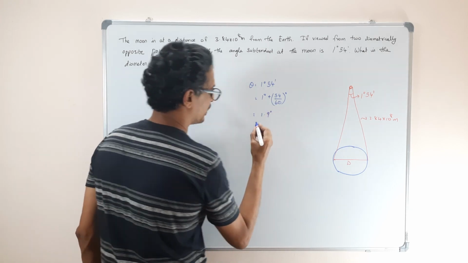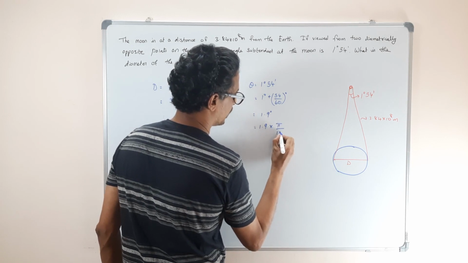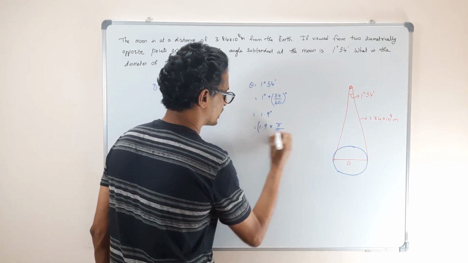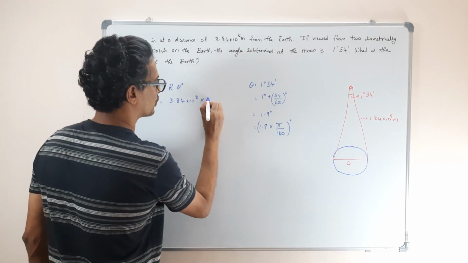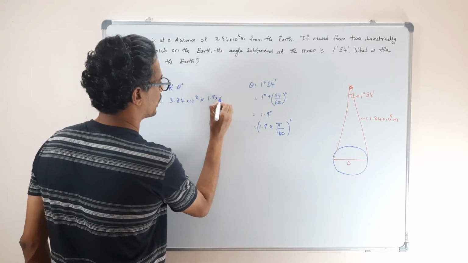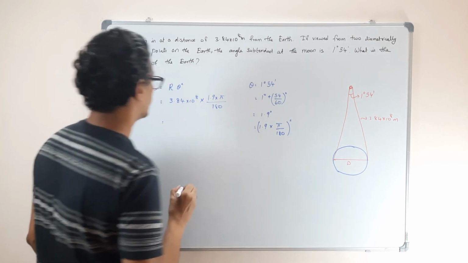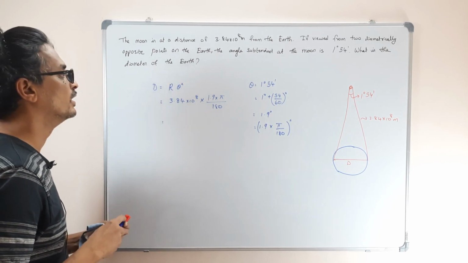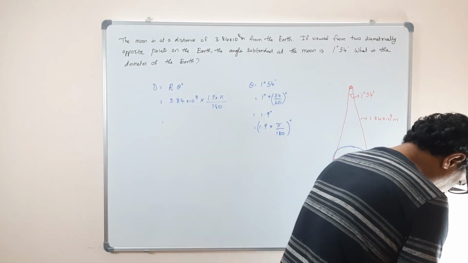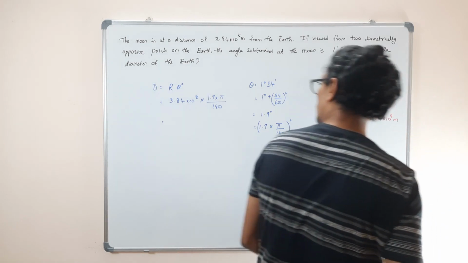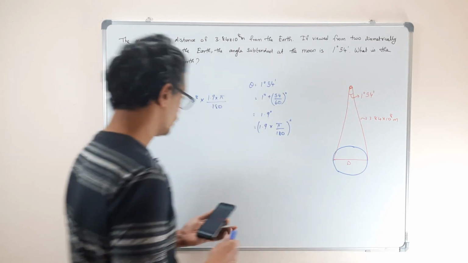So now you have to convert it into radian. So 1.9 into pi by 180. So this is the radian measure. So this will become 1.9 into pi by 180, and this multiplied by R will be the diameter of the earth. Am I right? So how much will be the diameter of the earth? Tell me.